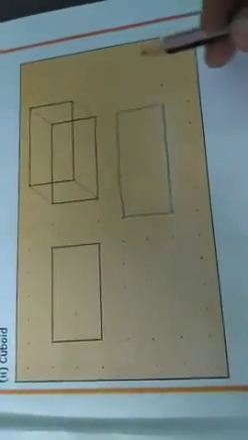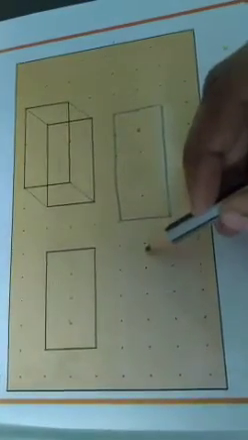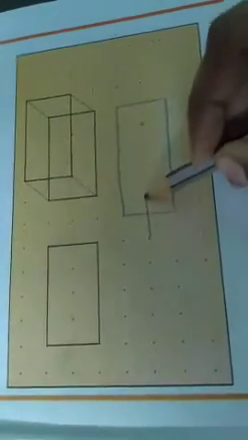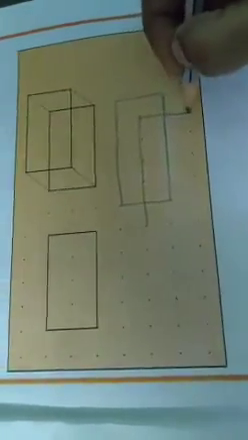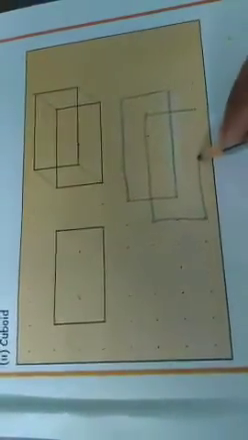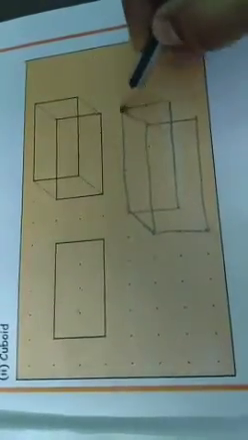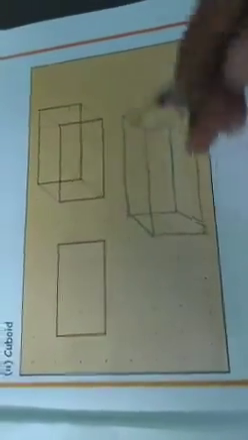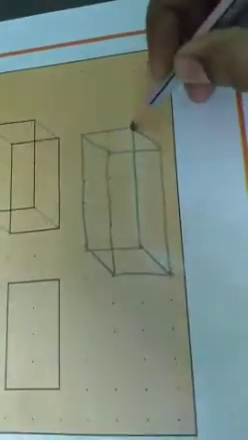Okay, rectangle finished. From a midpoint, draw another rectangle. Then finally join the corners. That's all. This is what? Sorry, this is a cuboid. Understood? Now take the next page.